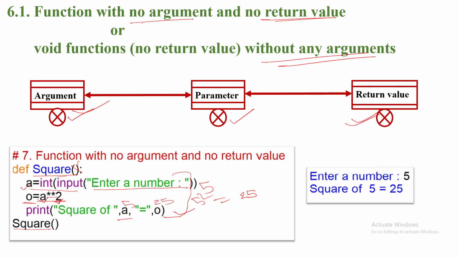And function calling with no argument. That means no argument passing, not receiving any parameters. Inside of the function we will take the variables, formula and print function also. So this is the example of a function with no argument and no return value.